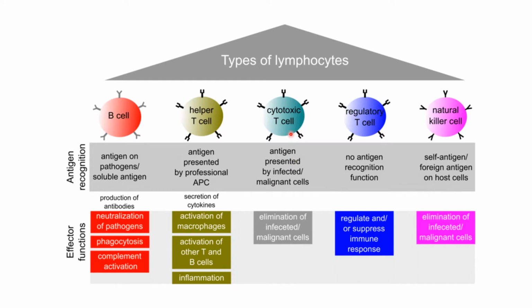The cytotoxic T cells, when they recognize the antigen presented by the other cells, take part in elimination of the infected or the malignant cells. Whereas the suppressor T cell or the regulatory T cell performs the function of regulation or suppression of the immune response. So this cell acts as a check mechanism. The natural killer cells also take part in elimination of the infected or the malignant cells.